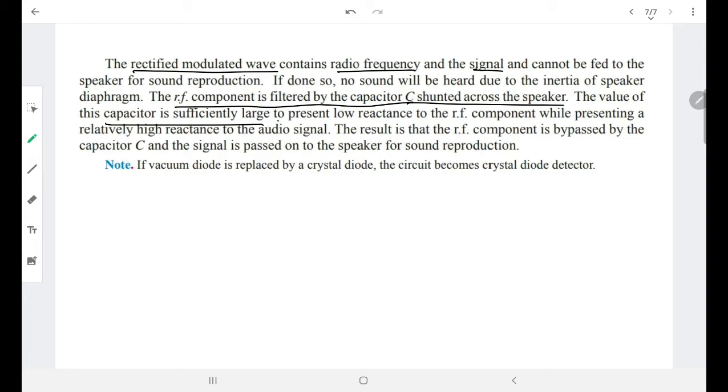So that its reactance is very low to the RF component, while it presents high reactance to the audio signal, so the audio signal will pass through, and by the high frequency, low reactance, the RF component will bypass through it.